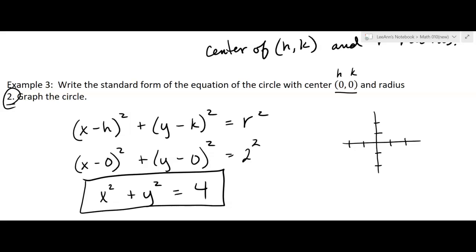But all right, the radius we know was 2, right? The center was 0, 0. So here's the center, which, by the way, is not a point on the circle. Okay, it's important to our circle, but it's not a point on the circle. And then the radius was 2. So just go 2 in each direction. So here's a point, here's a point, here's a point, here's a point. And then just try to draw the best little circle you can.